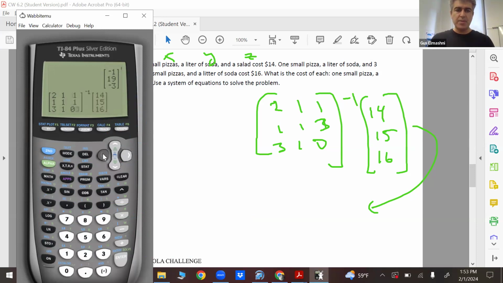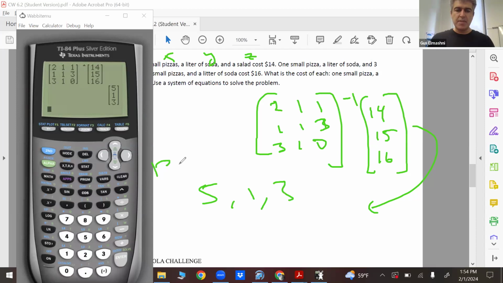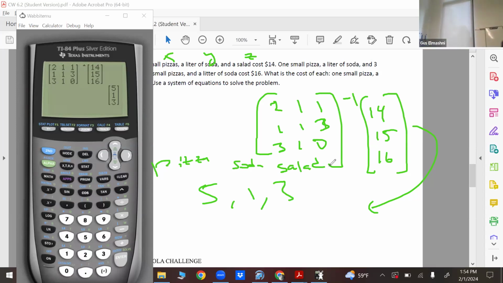So yeah, I kind of goofed. That needs to be a 3. Okay, that's better now. That makes more sense. 5, 1, and 3. So this is pizza, soda, and salad. This is before inflation. So here we go. Maybe this is the cost 15 years ago. Oh, let me take this back.